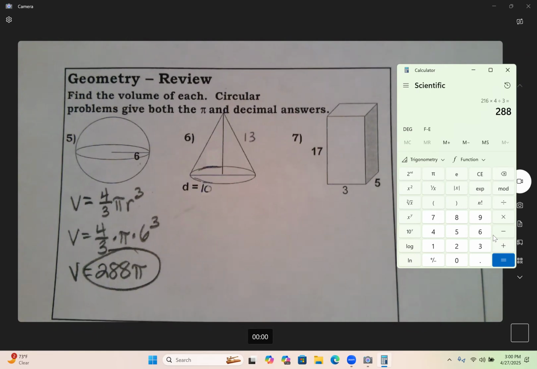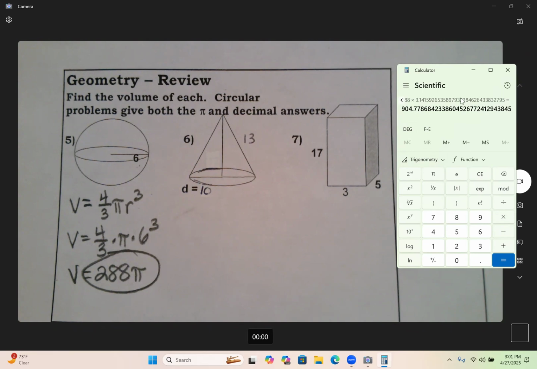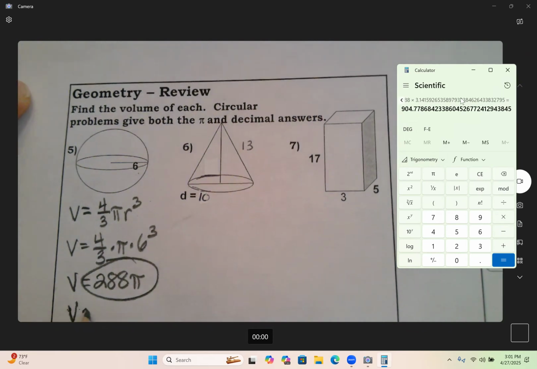All right. Now, they also did again ask for a decimal answer. So because they did that, I'm going to do 288 times pi key equals, and again, we're going to round to the nearest hundredth because they didn't tell us what to round to. So 904.778, that 8 means it's going to become 904.78. So the volume is approximately 904.78 cubic units as well.